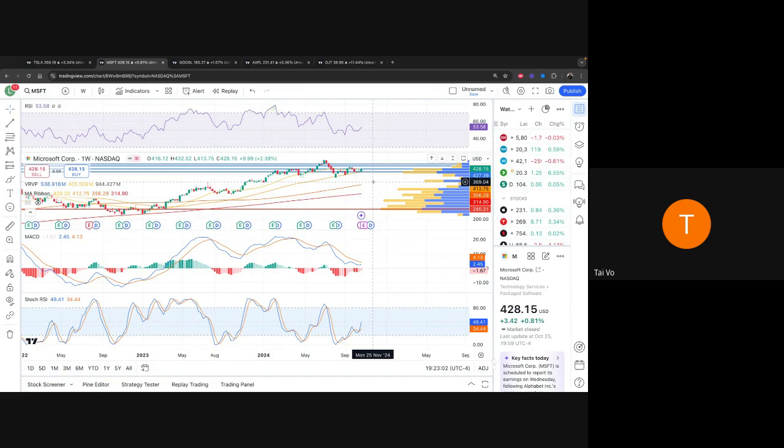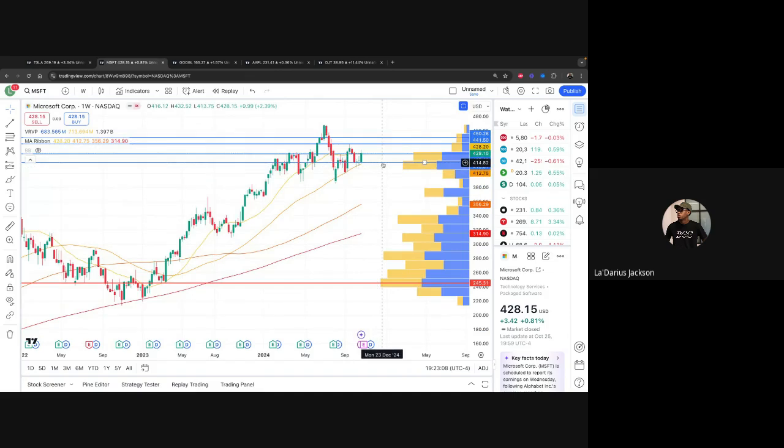Do you see the reverse if it doesn't meet earnings, like a 5 to 10% pullback? If it misses earnings or something crazy happens with earnings, I don't see it going under 400, honestly. I still just can't see under 400 for Microsoft.